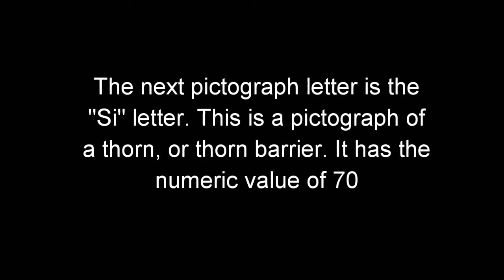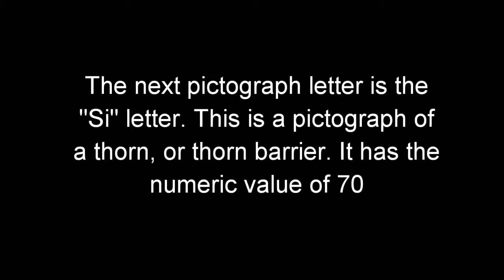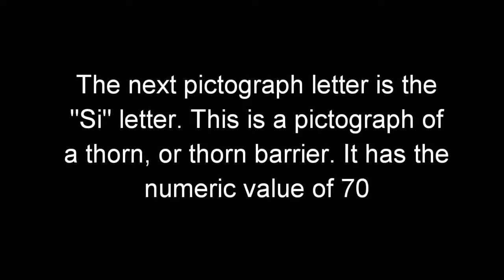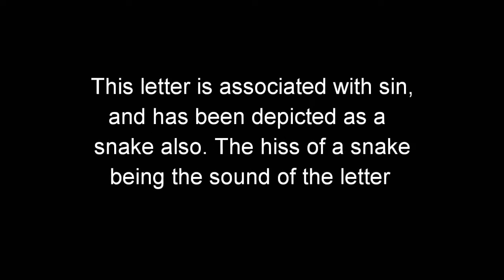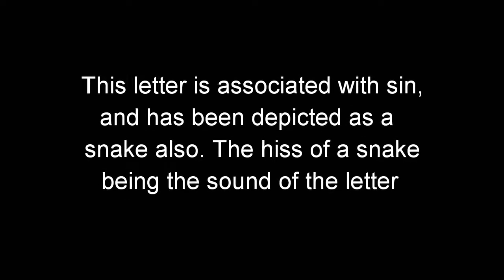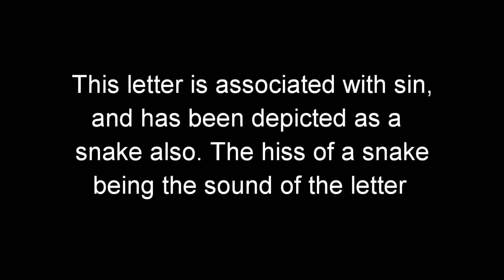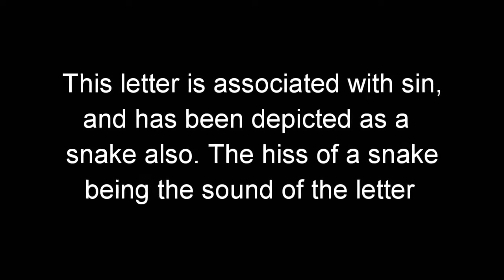The next pictograph letter is the Sin letter. This is a pictograph of a thorn or thorn barrier. It has the numeric value of 70. This letter is associated with sin, and has been depicted as a snake also. The hiss of a snake being the sound of the letter. The thorn barriers were created by the Paleo people, to contain their flocks and herds in a field. Here is a picture of the Sin pictograph letter, and its numeric value and sound.